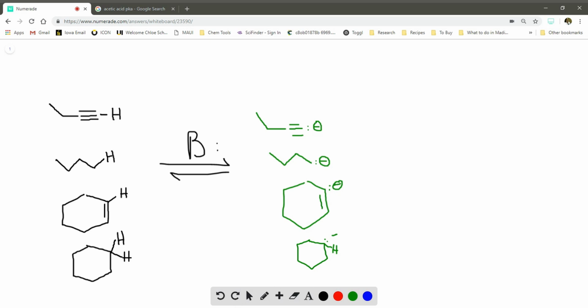So in the previous chapter, we talked about the size of orbitals and that s orbitals are quite a bit smaller than p orbitals.